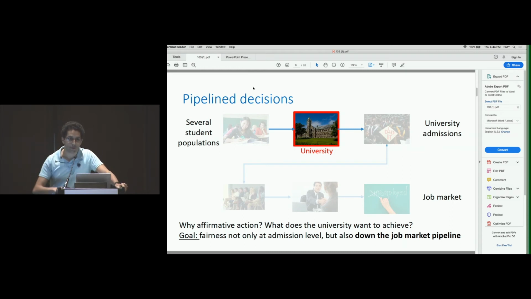And so here we want to take the point of view of the university and ask the following question. Why would the university use affirmative action? What is the university trying to achieve here? The answer that we're proposing is that maybe the university is not only trying to achieve the classical goal of having fairness at the admission level and correcting for past inequalities, maybe the university actually also wants to guarantee that fairness is going to happen later on down that job market pipeline.